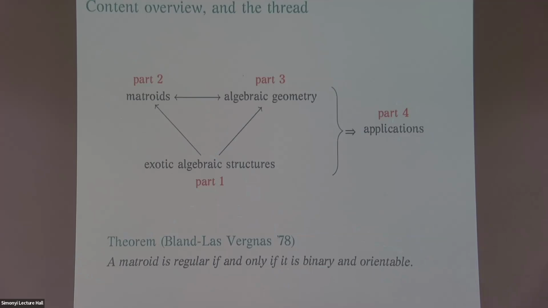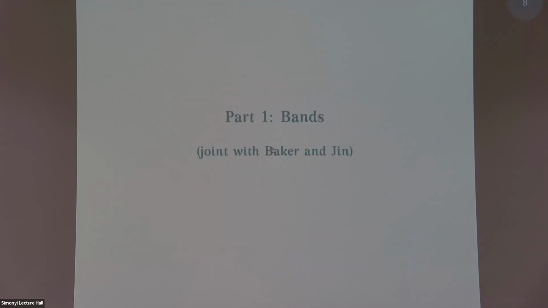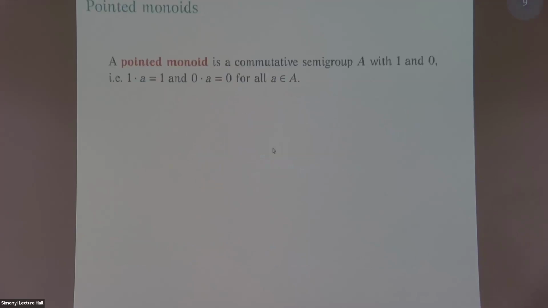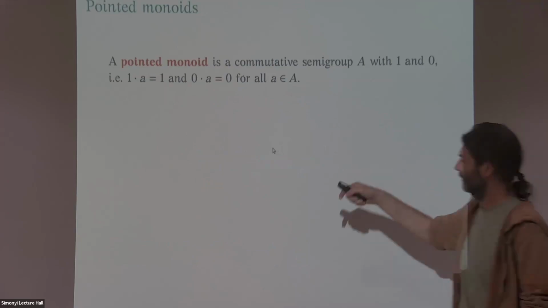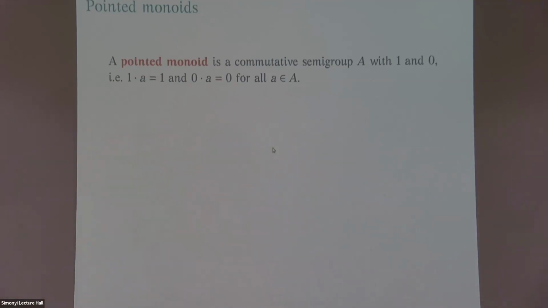Okay, let's get started. The first part is about these algebraic objects, where we nowadays use bands. In the original papers, we used ordered blueprints, but bands are simpler and they do the same job. This was later introduced in a joint paper with Matt Baker and Tong Jin. So here are some definitions.